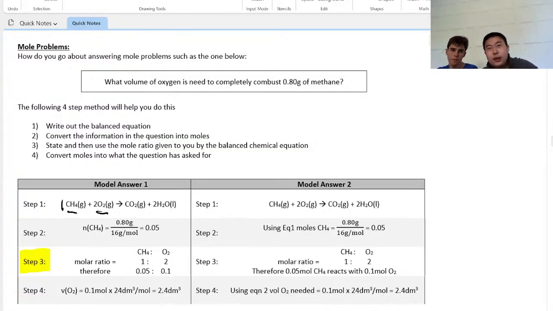And when you see these 1 and 2, they're the molar ratios. They're not the mass ratios. They're not the volume ratio. They're the molar ratio.